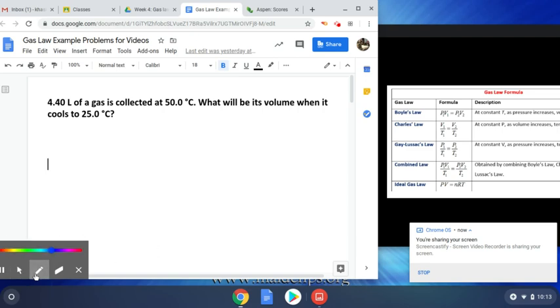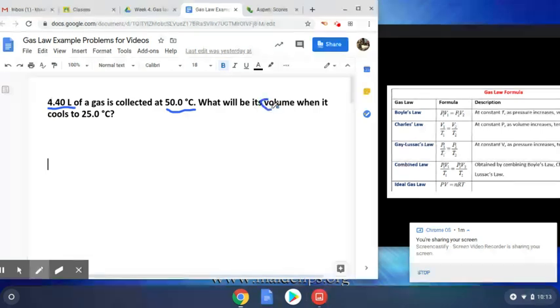So the first thing I'm going to talk about is very familiar to at least my students because every time we have a problem, I tell you to underline your givens and circle what you're looking for. Your givens are going to be the numbers with the units, and then what you're looking for, you have to read the question. So here we have 4.40 liters, that's one of our givens, of a gas is collected at 50.0 degrees Celsius. What will be its volume? That's what we're looking for. When it cools to 25.0 degrees Celsius. So we have 3 givens here and then one thing that we're looking for.